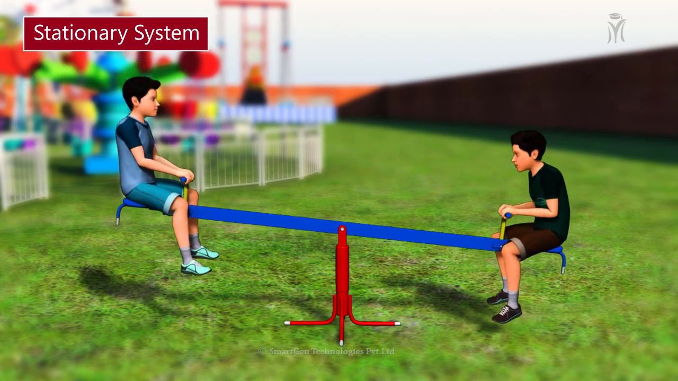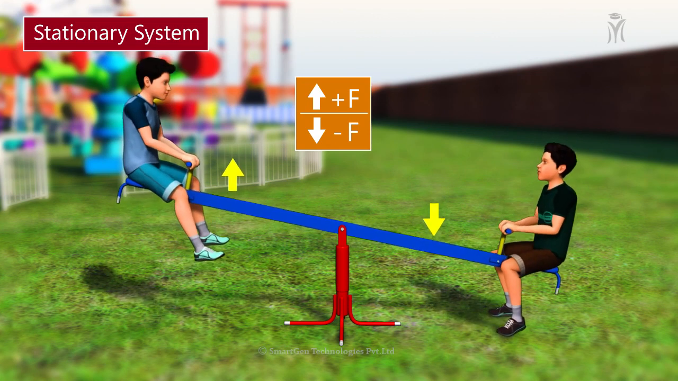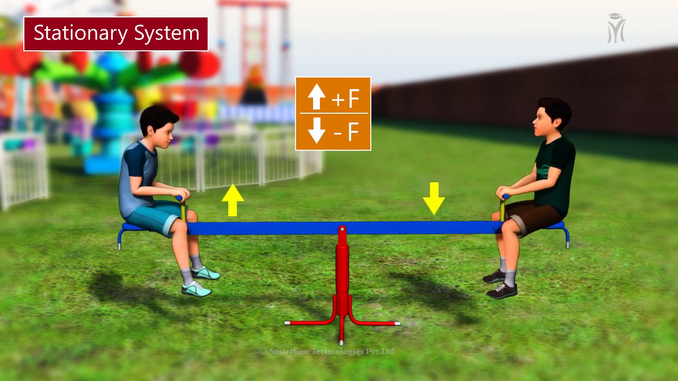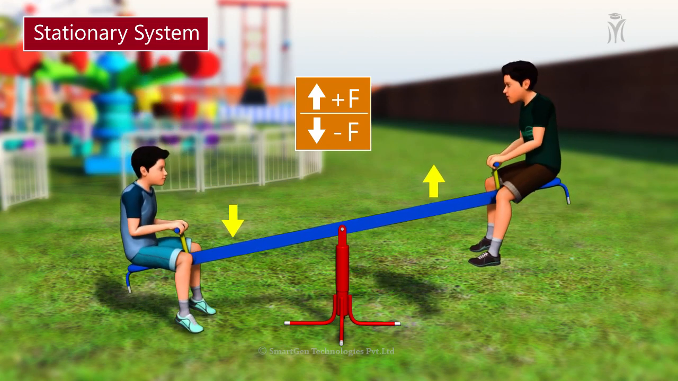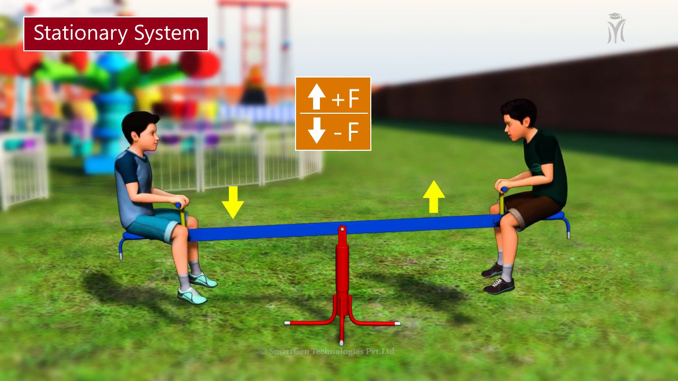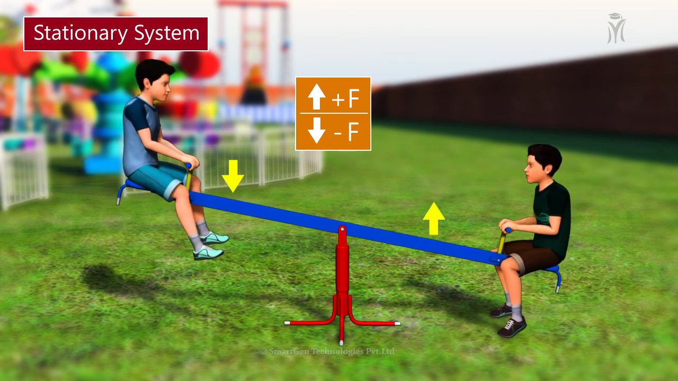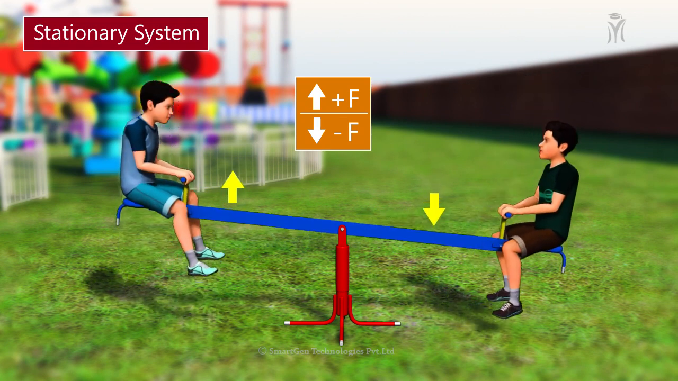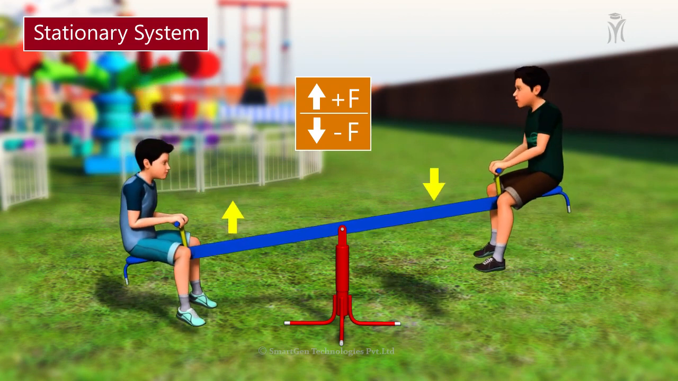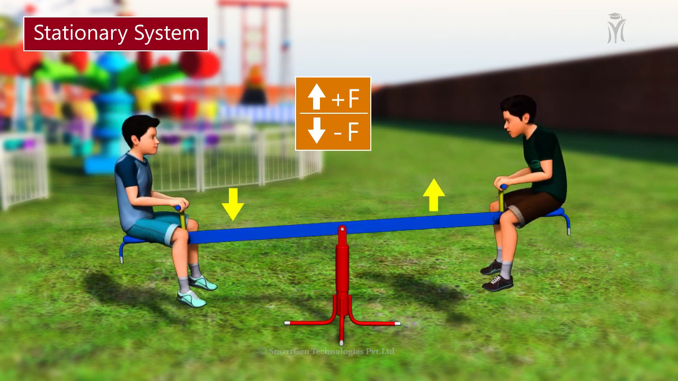Stationary system. A closed system was stationary. That means the kinetic energy and potential energy of the system is zero. So, any change in energy is a direct result of changes of the internal energy within the system.